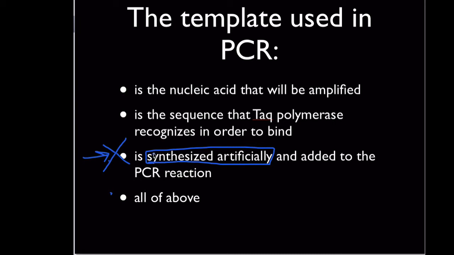What it is, you have your double-stranded DNA, you have your primers, your forward primer and your reverse primer. The primers are synthesized artificially and added to the PCR reaction, not the template. Primers are made using a DNA synthesis machine.